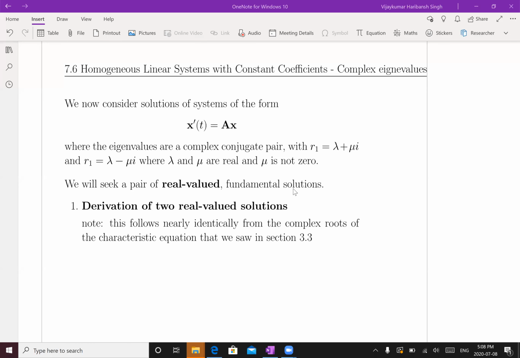Welcome, students. We are going to discuss homogeneous systems of differential equations, linear systems of differential equations with constant coefficients, and this time we have complex eigenvalues.